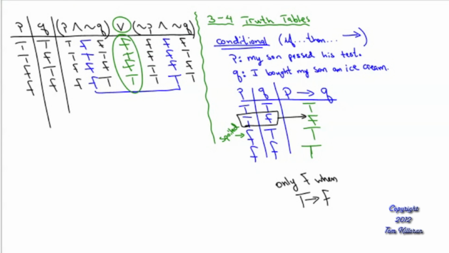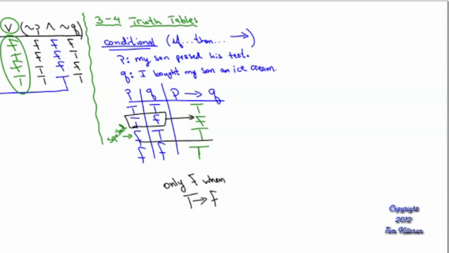If it's a conjunction, it's only true when both are true. If it's a disjunction, it's only false when both are false. This one is only false when you start with a T and end with an F, but not backwards. Definitely not backwards, because that's this situation right here. Spoiled. And that one happens to be true.